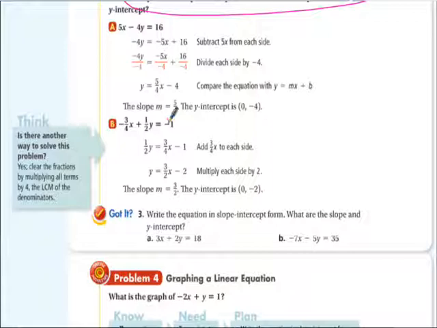Go ahead and pause the video here, try 3A and 3B, and then we'll check your answers to those in just a second. Go ahead and pause the video now, please.